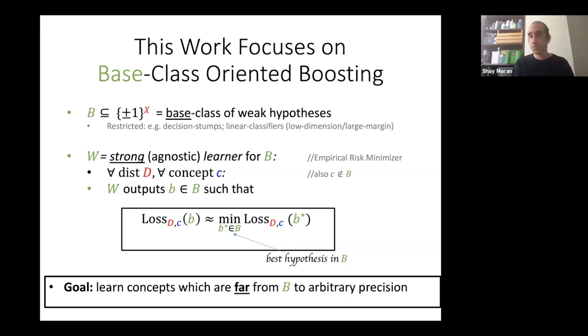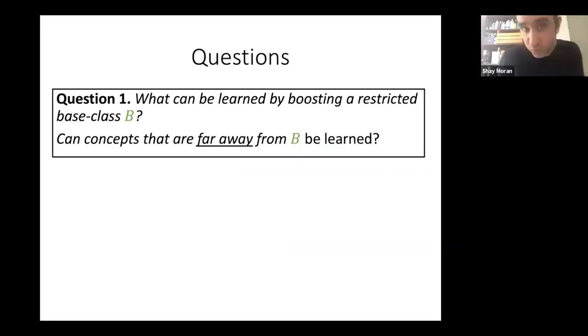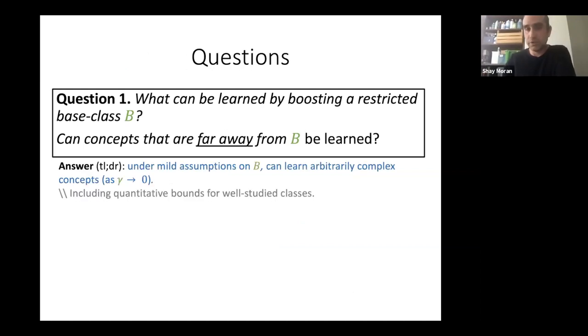Okay, so what will be our main questions? The first question that comes to mind is whether anything non-trivial can even be done in this setting. So we are given a very simple base class. Can we even learn any concepts that are interesting, that are significantly far away from B? And we will see that the answer is yes, under a very mild assumption on B, which we will state formally soon. We can learn other concepts. Of course, this gamma will go to zero too in order to do that.